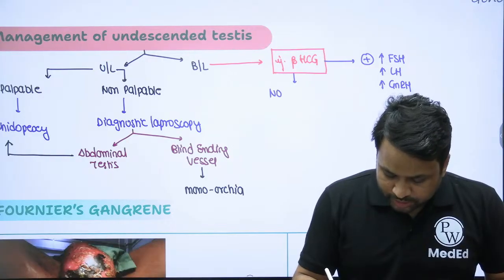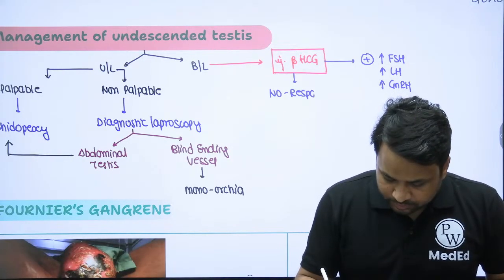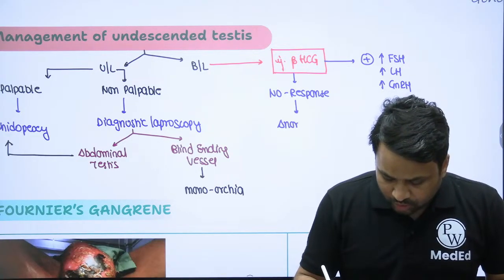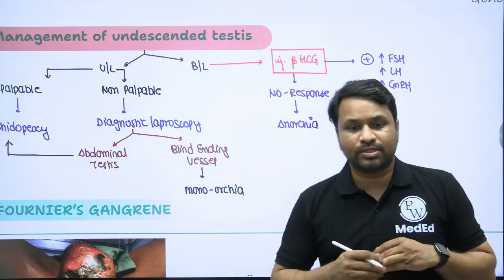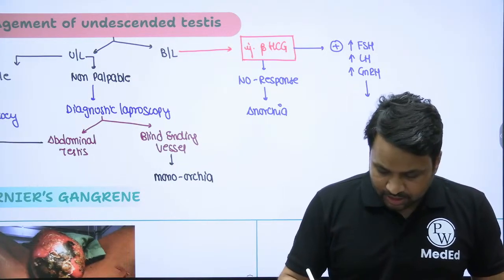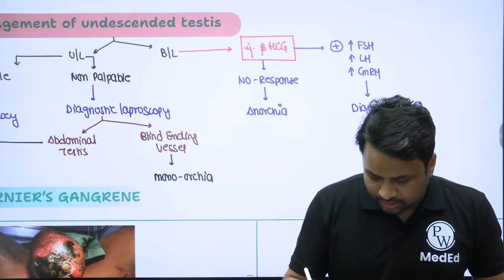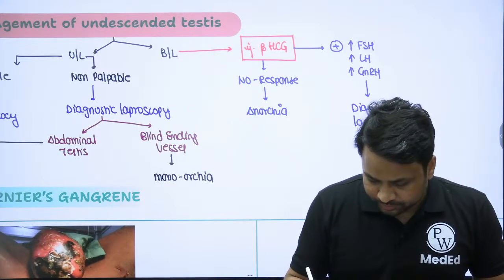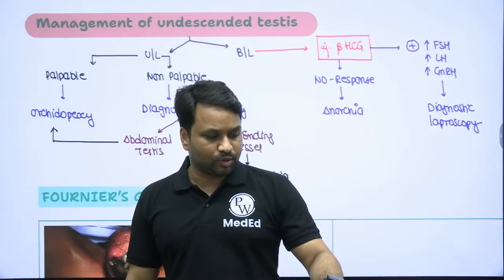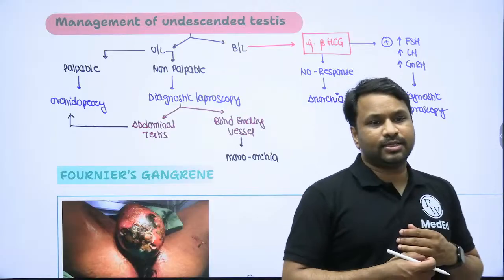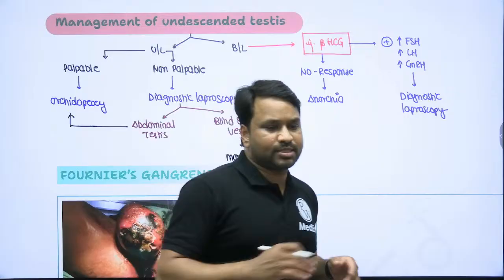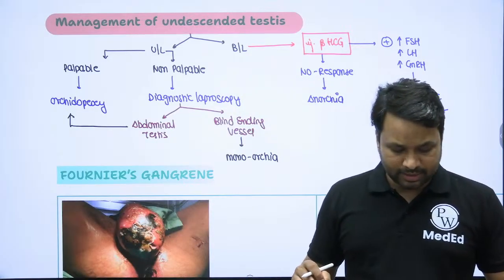When there is no response, it will be called anorchia. And for this, now you have to look for sex determination. If there's presence of response, that means there's presence of testes. Then I have to take it for diagnostic laparoscopy. So this is the management of your undescended testes. Sorted? Clear? Okay.